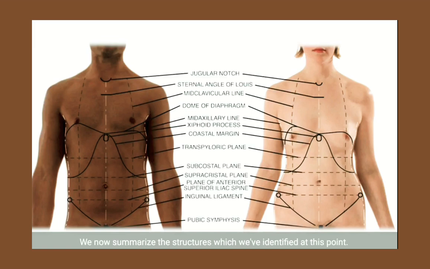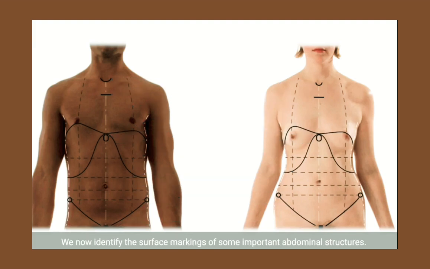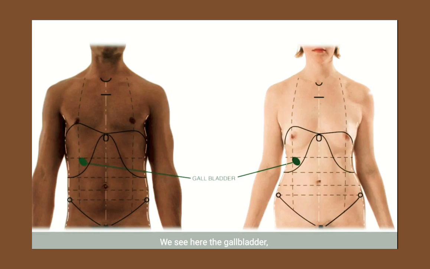We now summarize the structures which we've identified at this point. We now identify the surface markings of some important abdominal structures. We see here the gallbladder, approximately at the junction between the transpyloric plane and the midclavicular line, and it is deep to the ribs and can only be felt in an enlarged gallbladder.